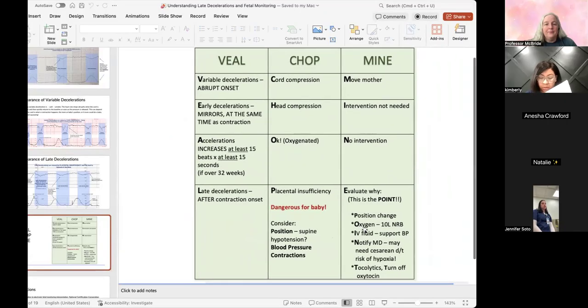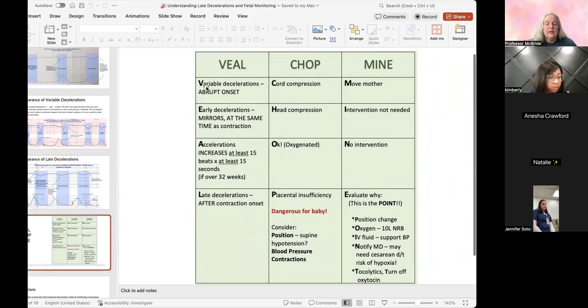So with VEAL CHOP, the word VEAL, you write it in a line. And then the word CHOP, you write it in a line next to it. And then in my graph, I have the word MINE next to that because that reminds us what needs to happen or what we should do. So the V is for variable decelerations. And the first letter of CHOP is a C, so that reminds us that it's cord compression. Variable decelerations caused by cord compression, we should move them up.